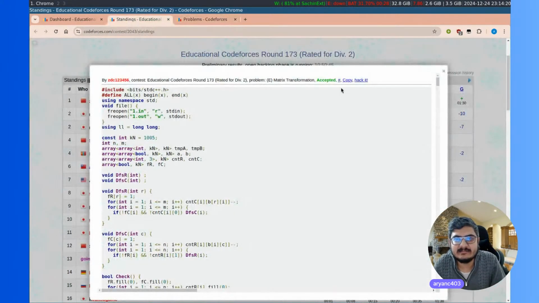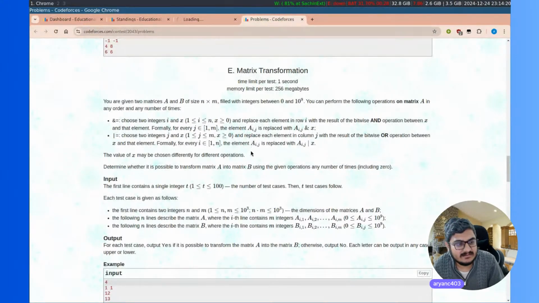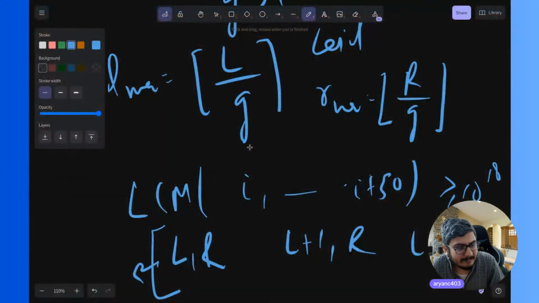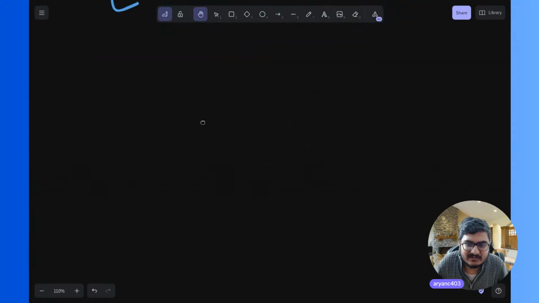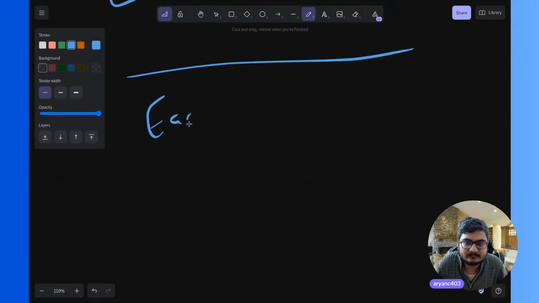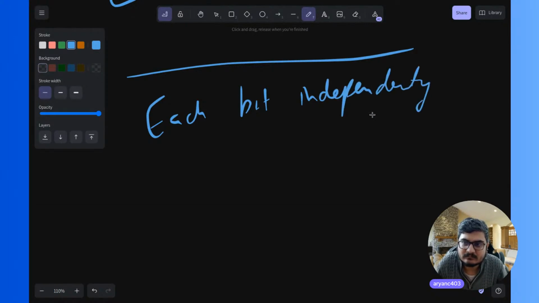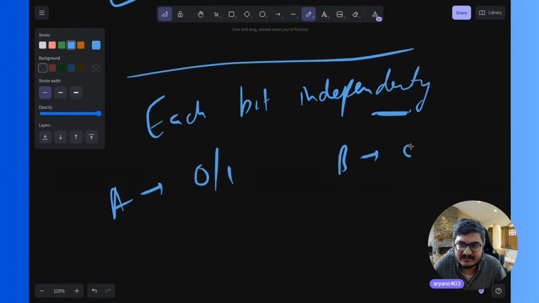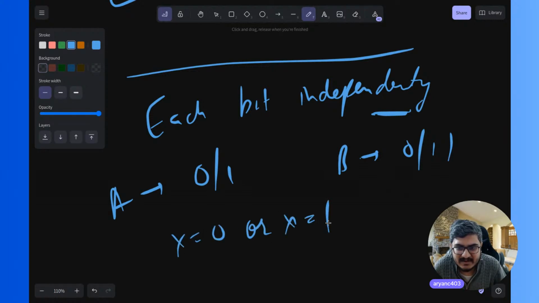So, looking at this, the first thing this person did was look at each bit independently. The idea is now we will have matrix A of 0s and 1s, and B also a matrix of 0s and 1s. And we will choose x equal to 0 or x equal to 1, and we can check if this transformation is possible. If we do this for each bit in the number and the answer is yes for all the cases, then we will print yes, otherwise we will print no.